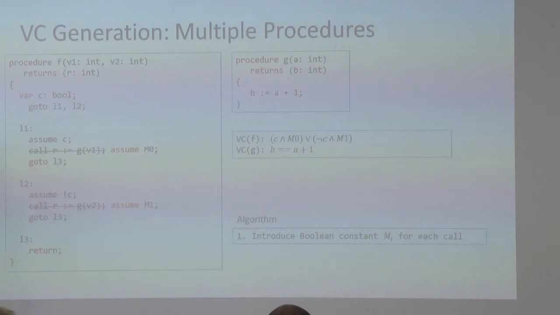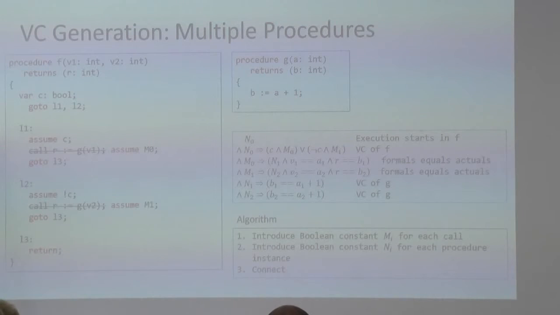Okay? So we're not quite done yet because we have to say what M0 and M1 are. Now we have to start connecting the fact that if I set M0 to true, then I must execute this call. And the way to do it is the following. So now with every procedure, you introduce more Boolean variables, in this case, Ni.